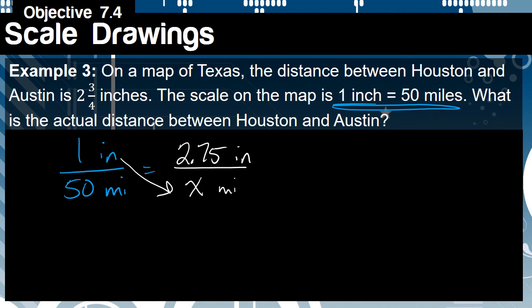And let's go ahead and cross multiply. So we have x being equal to 50 times 2.75, which gives us 137.5, and this is in miles.